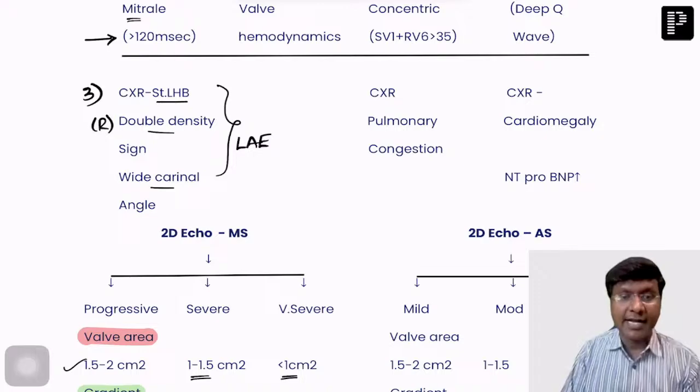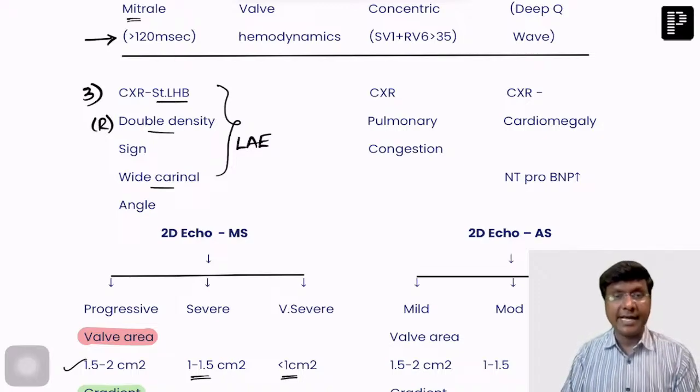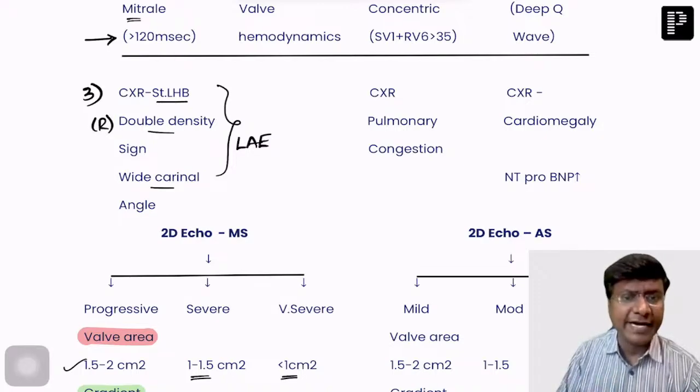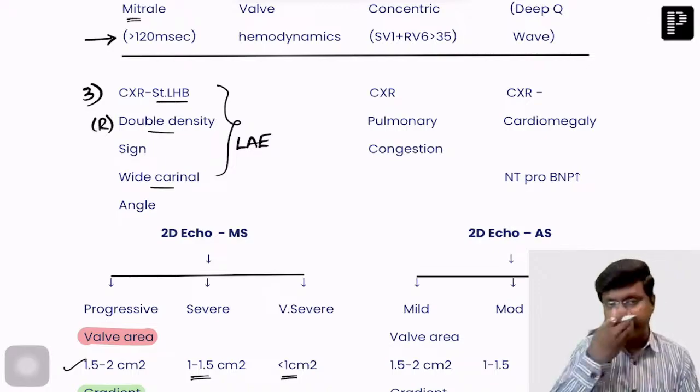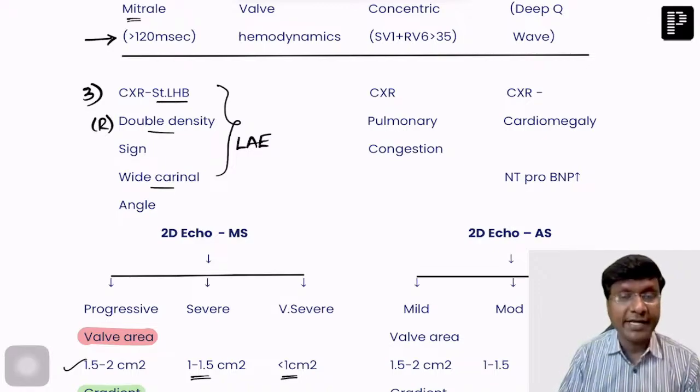Next is wide carinal angle. Why is there a wide carinal angle? Again, it is because of the left atrial enlargement. So due to left atrial enlargement, they'll have this wide carinal angle.